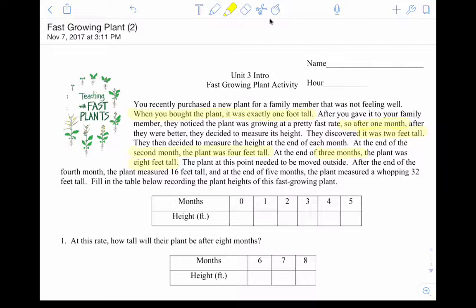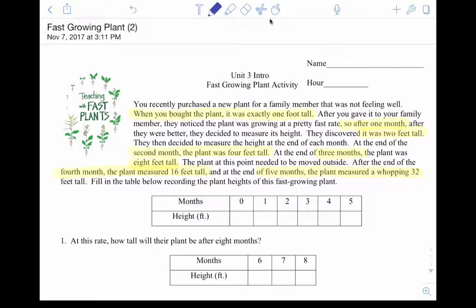At this point, the plant needed to be moved outside because it was getting way too big for inside the house. So at the end of the fourth month, once it was outside, it measured 16 feet tall. And then finally, at the end of 5 months, it was a whopping 32 feet tall. So we're going to fill in this table right below with these numbers.